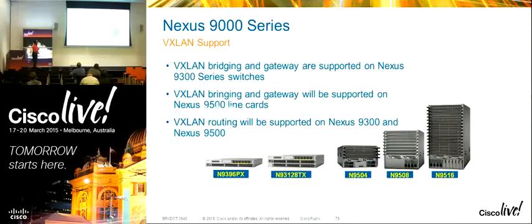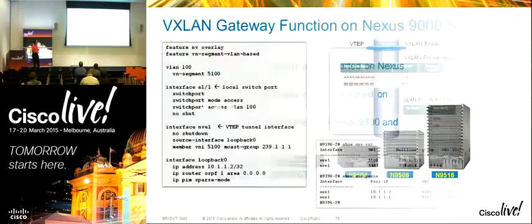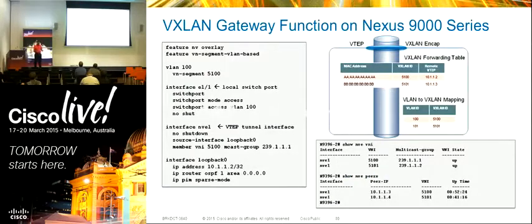Now we are getting a lot of different support on VXLAN. The Nexus 9000 is all supported with VXLAN, both bridging, gateway, and routing. So by default, the 9000 is the first platform in Cisco that supports VXLAN end-to-end. So, quick snapshots of how you configure it and how you look for it.